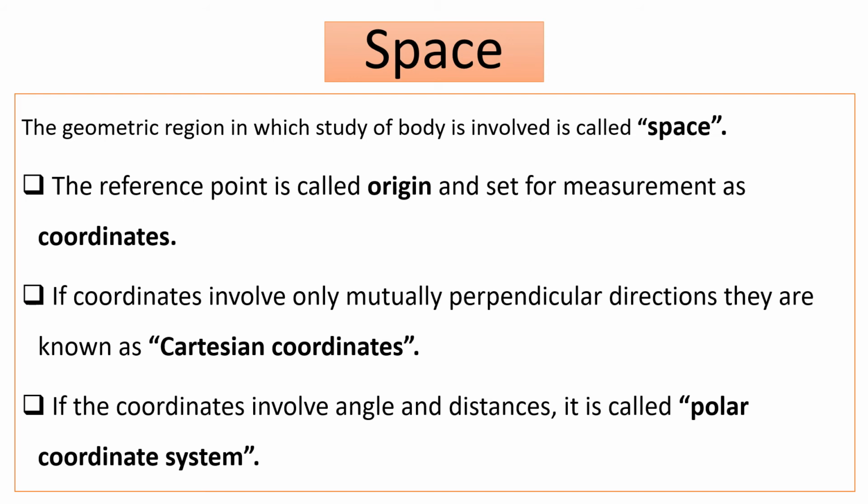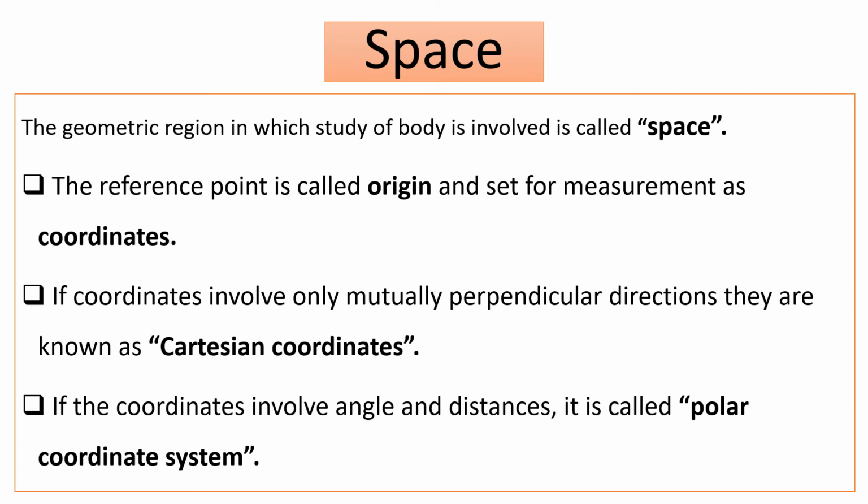Or another simple definition is a period of time that is available for the objects to move. To describe the position of an object, there must be a reference point for the study of the object, and this point is called the origin. The measurements set from that origin for the object are called the coordinates. If the coordinates involve only mutually perpendicular directions, they are Cartesian coordinates, and if the coordinates involve angle or distance, that is called the polar coordinate system.